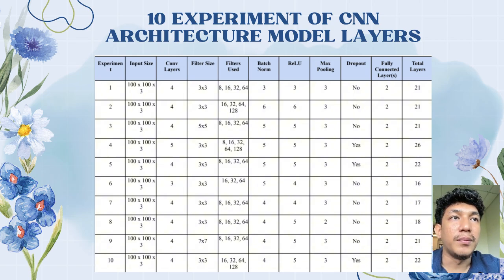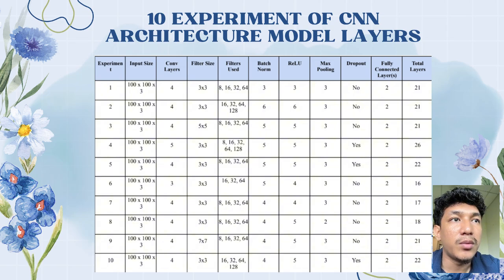To find the best CNN model, we carry out 10 different experiments. In each experiment, we change some part of the CNN architecture. For example, we change the number of the convolutional layers, filter size, number of filters, and whether to use a dropout layer.